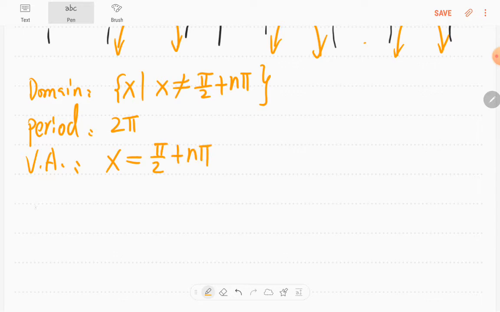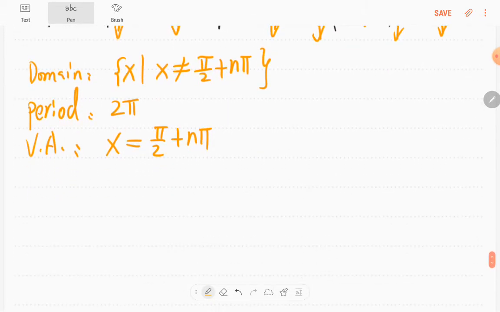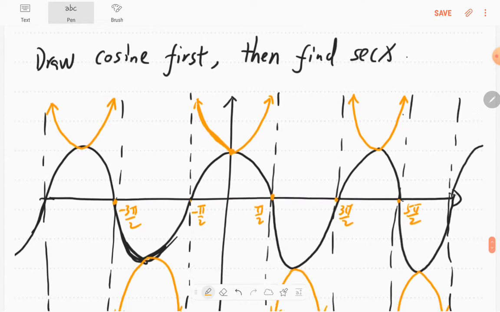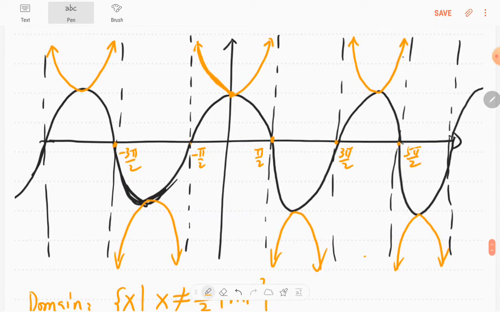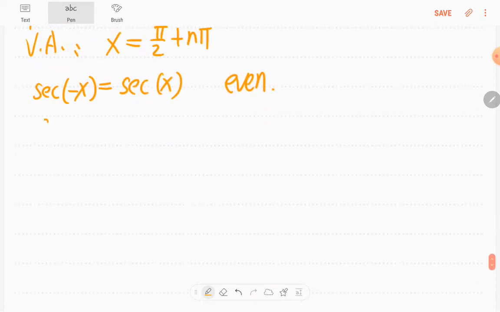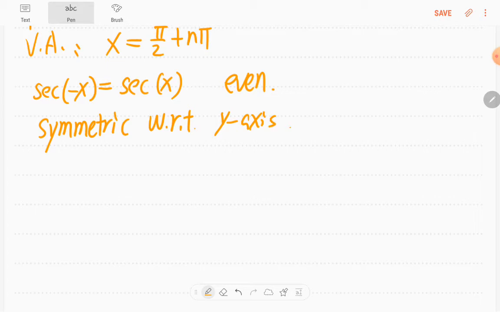And because the secant is 1 over cosine, the secant of negative x equals 1 over cosine of negative x. Cosine is an even function, so it's equal to secant of x, so secant is an even function, right? An even function is symmetric with respect to the y-axis, so if we fold it along the y-axis, it will coincide.